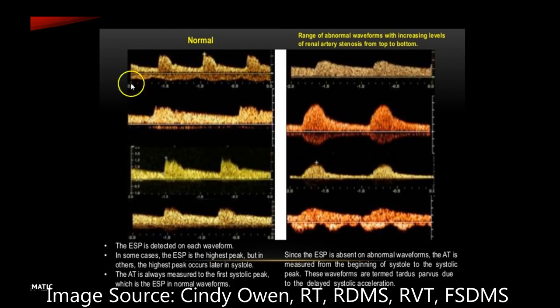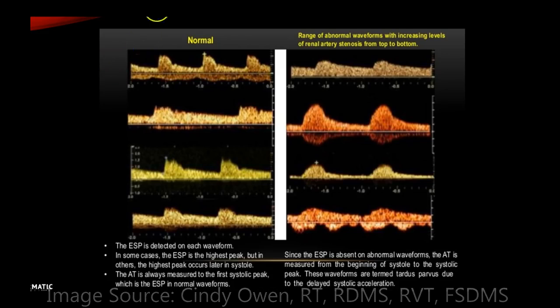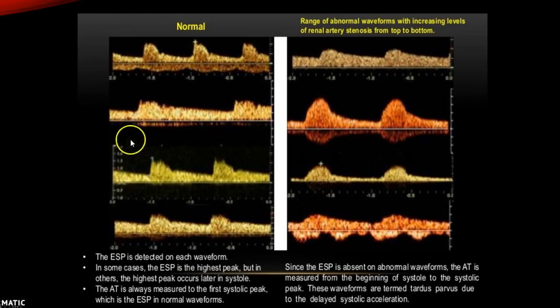Okay, here you have some spectral waveforms that are normal, and then on the right, abnormal. These are the normal ones. See, they all have fast acceleration times. They all have that little sharp upstroke, dicrotic notches everywhere, and tons of diastolic flow. And then here you have various types of tardus parvus waveforms with delayed upstroke. The more severe it gets, the more tardus parvus your waveform becomes.